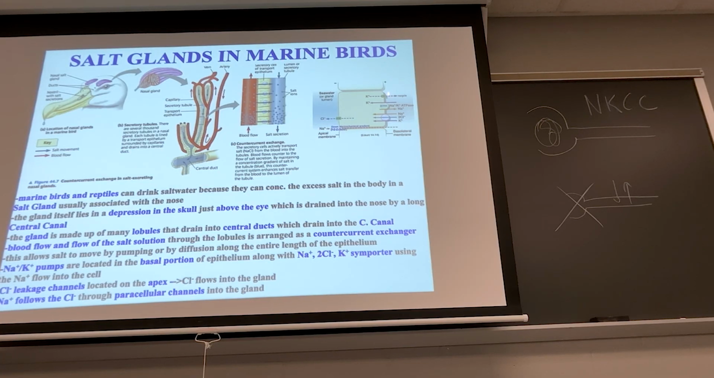And now all of the salt in the blood is moving into the gland, and then that will drain into the duct, and all that salt will leave as salty snot, right? That's the cool thing. That's why I love physiology, because this mechanism, which is found in fish, is very similar, analogous to what you see in the salt glands in marine birds and reptiles.